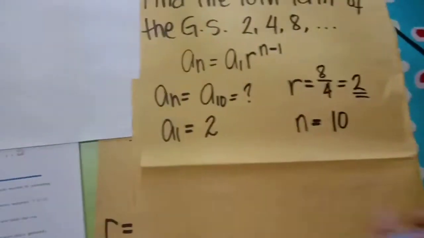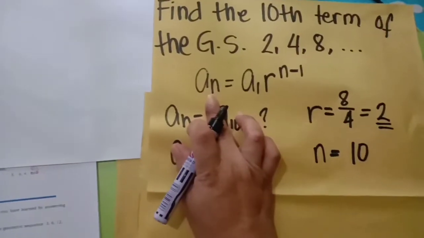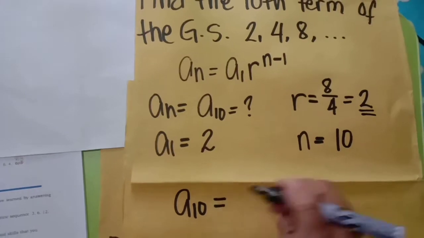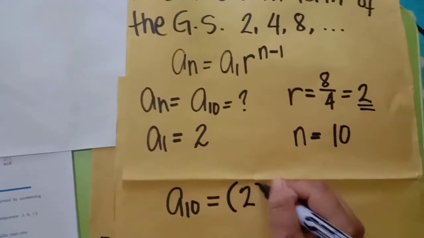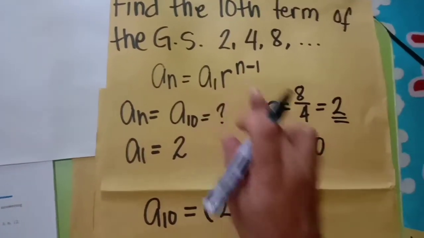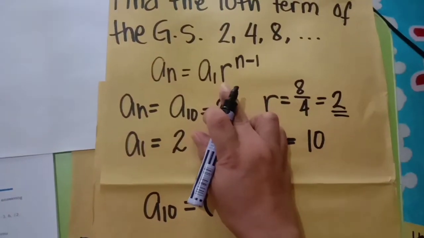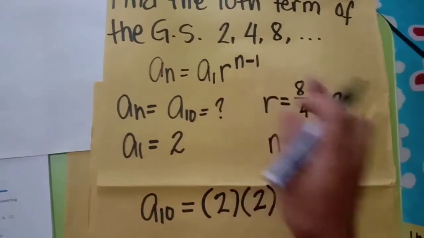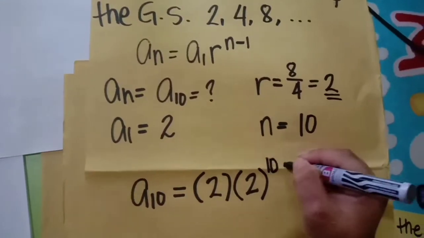So, kompleto na siya, yung mga variables natin. So, anong gagawin natin? Substitute it to the geometric sequence formula. So, yung a sub n natin is a sub 10 equals to, ano yung a sub 1? A sub 1 is 2. So, you put a parenthesis to indicate na multiplication siya, kasi a sub 1 times r. So, yung a sub 1 is 2, multiply by the value of r. Ang value of r is also 2, the common ratio. Then, raised to n minus 1. Ang n natin ay 10. So, raised to 10 minus 1.